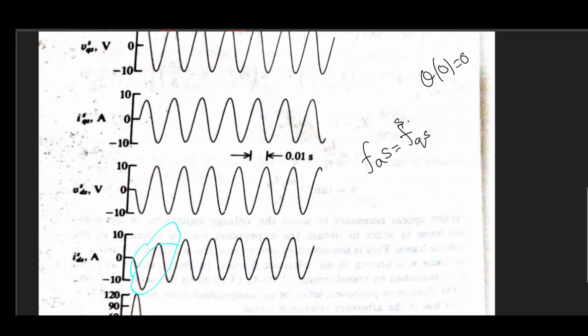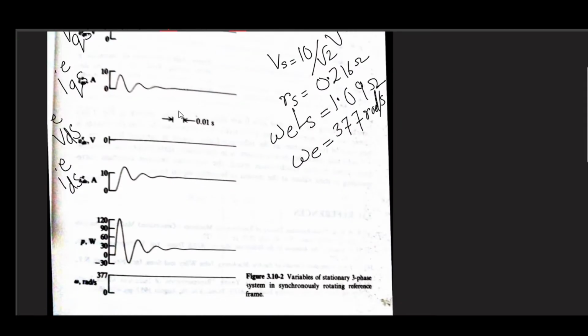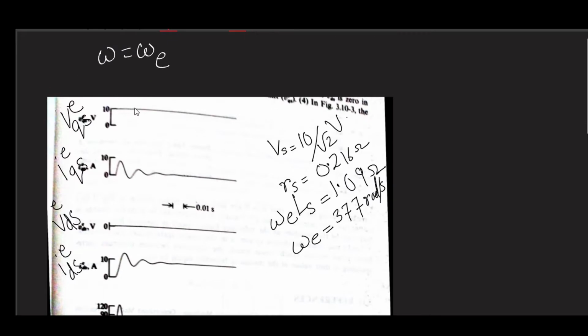Now what we can see here is that if we select the second case where it is synchronously rotating, which I have discussed in this one, here it is rotating at synchronous speed, and here you can see the values of the variables: VQS is equal to 10 volt and VDS is equal to 0 volt.